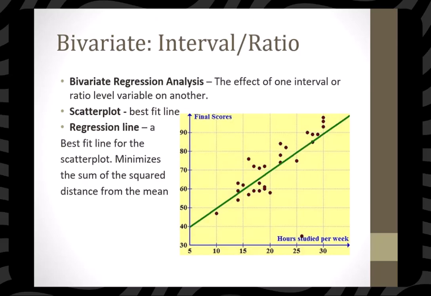Looking at bivariate relationships between interval and ratio level measurement, we're going to be using what is called bivariate regression. This is the effect of one interval or ratio level variable on another.